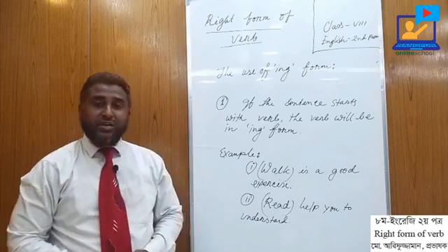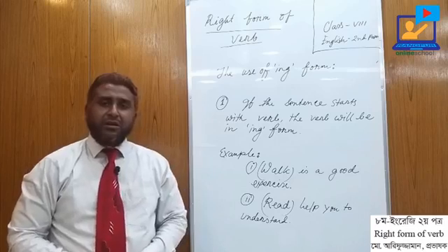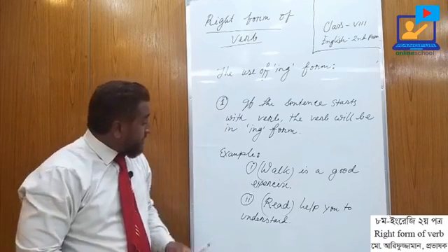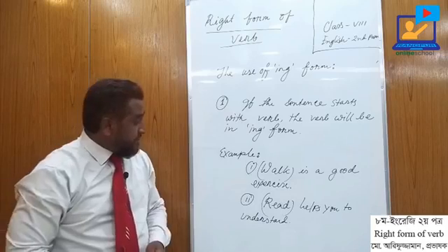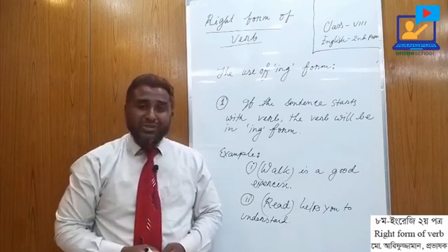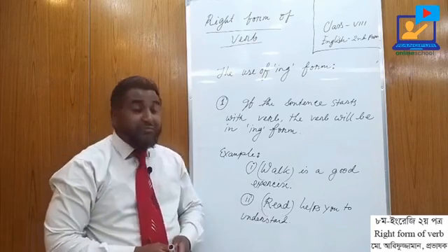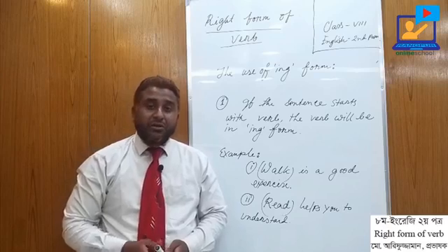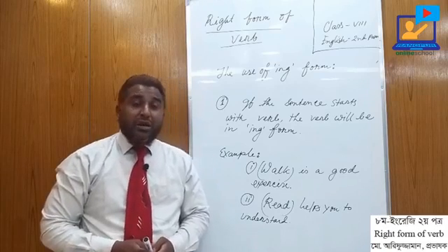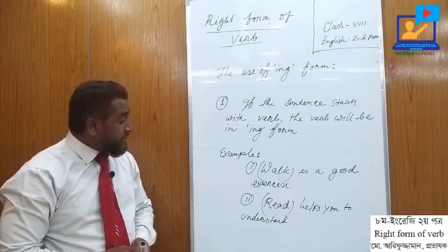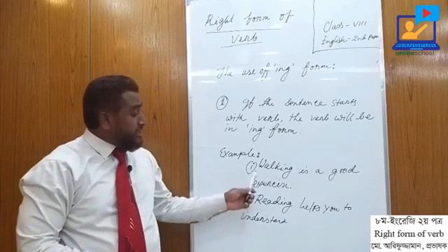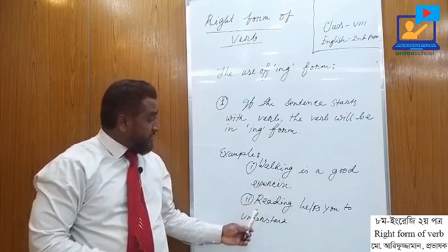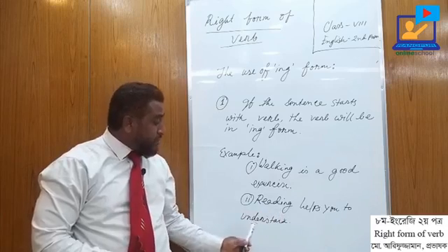Walking is a good exercise. It is a very regular and very familiar sentence. Number 2, read helps you understand. Here, the sentence starts with the verb read. So, no doubt, you can use the ing form of the verb: Reading helps you to understand. You can take the solution in this way: Walking is a good exercise. Reading helps you to understand.